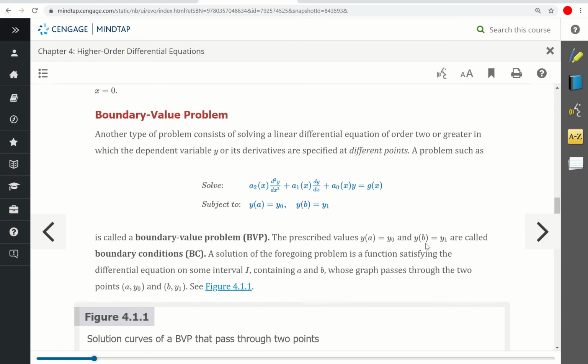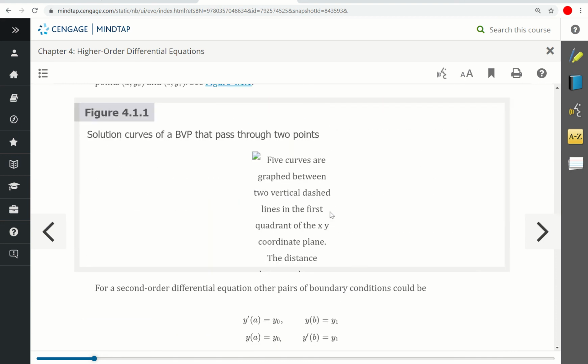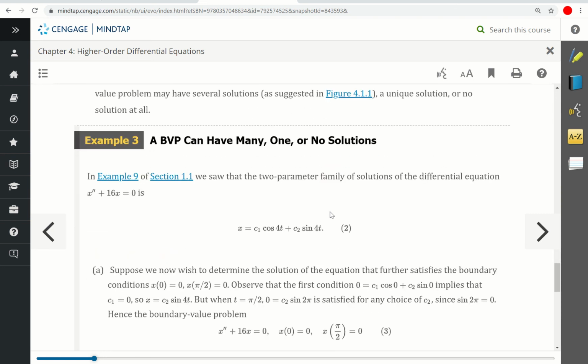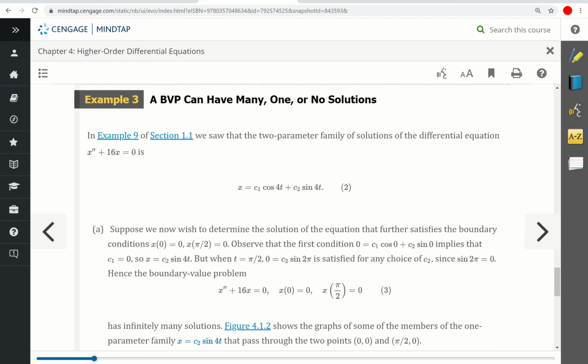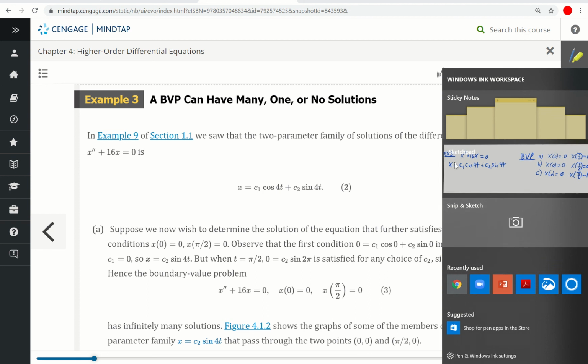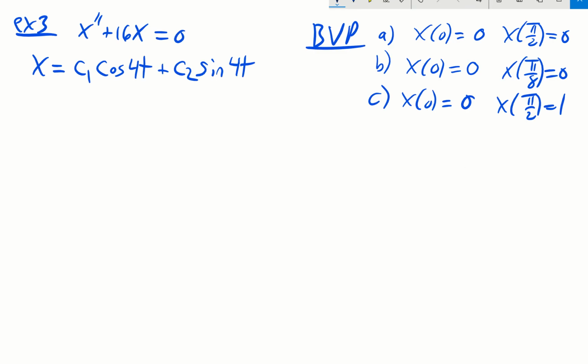Subject to our constraints, these are what we call the boundary conditions. A solution of this problem is a function that satisfies the differential equation, so it has to satisfy this differential equation, and the function has to have the prescribed boundary values. In other words, its graph would pass through the points a, comma, y0, and also pass through the point b, comma, y1. In example 3, we're going to see that for a boundary value problem, a lot more different types of behaviors can occur. A boundary value problem can have one, infinitely many, or perhaps even no solution.